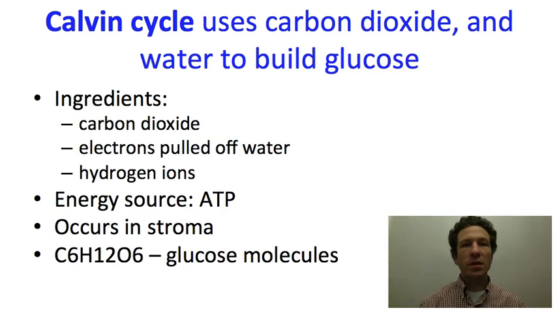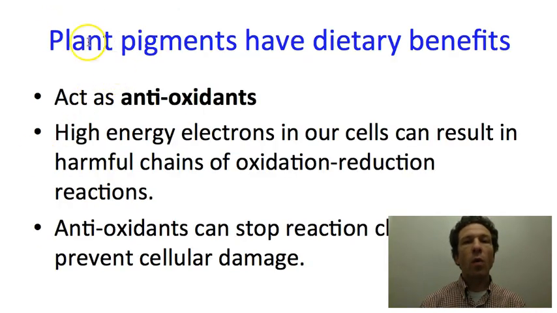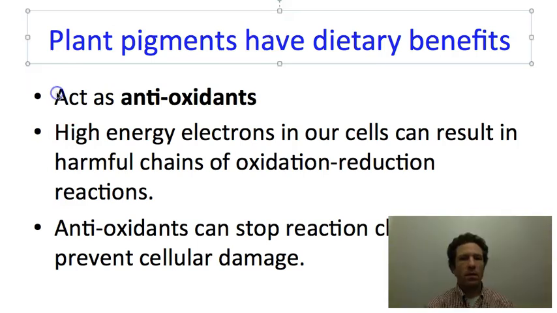So we're going to switch gears a little bit now. We talked about plant pigments earlier when we were talking about the initial stages in photosynthesis. We are going to now think a little bit about why humans and other animals benefit from eating plant pigments. Plant pigments have dietary benefits. This is because they can act as antioxidants. And antioxidants can help to prevent some aspects of aging and some risk factors for other diseases.